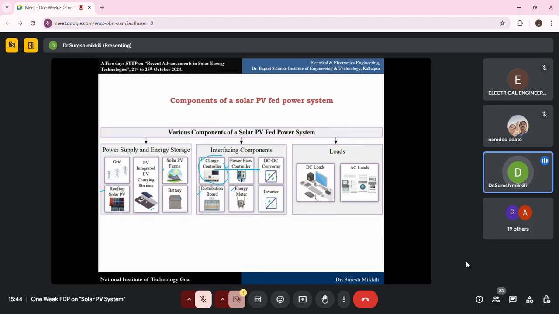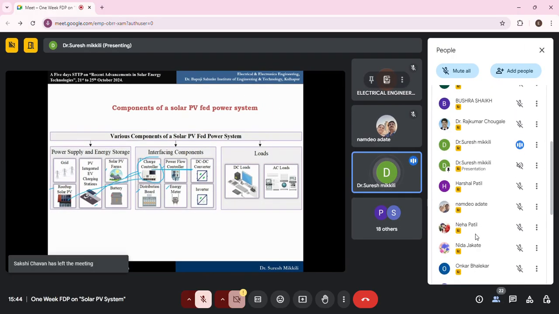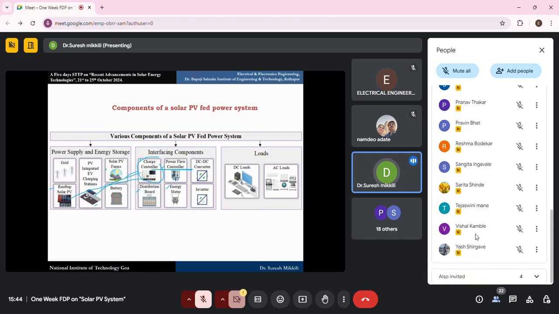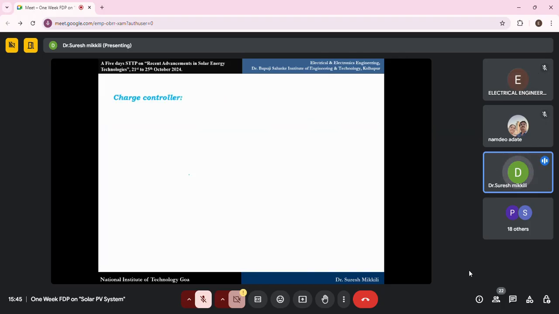Okay, so it will regulate the power from the PV panel, whether from a solar PV system, a rooftop PV system, or a PV integrated EV charging station. It is used for regulating power from here to the other side. Here, mainly two types of charge controllers are used. I have written it here.